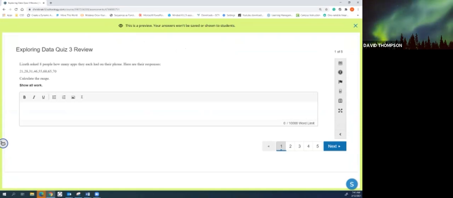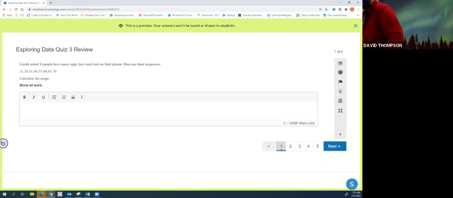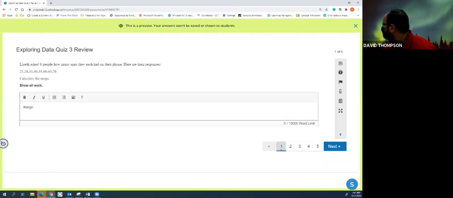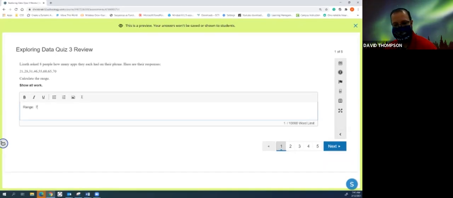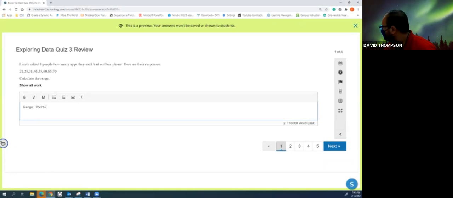So it says calculate the range. So the range is just finding the biggest number minus the smallest number. So my biggest number is 70. My smallest number is 21. And 70 minus 21 is 49. And we're done. That's simple on that one.